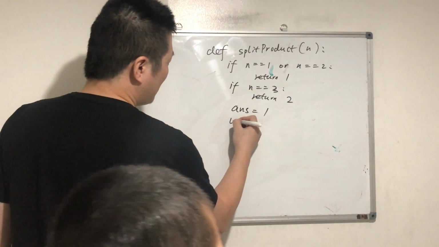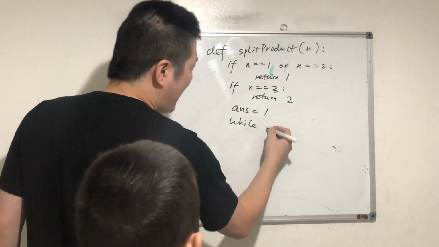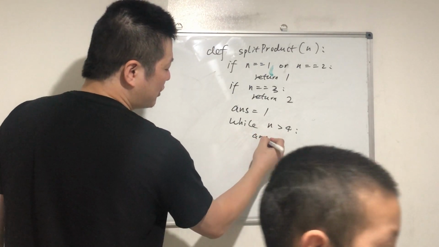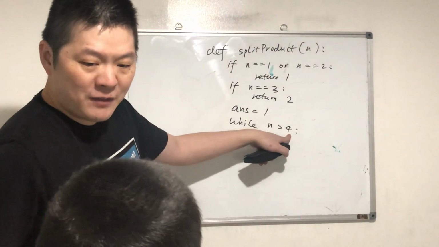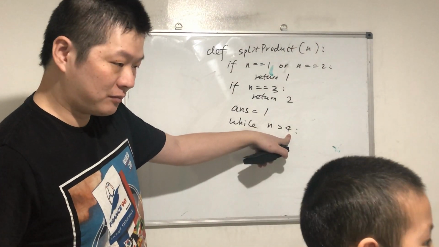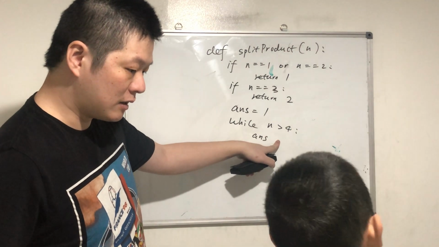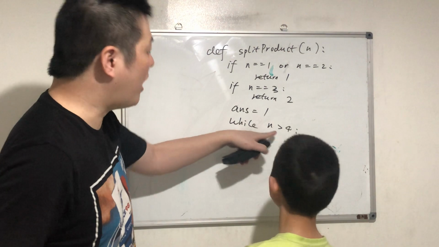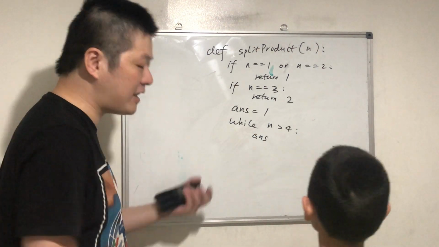While n is bigger than 4, okay? Then we multiply... What if it is 4? That's a good question. If n is 4, then it's 4.